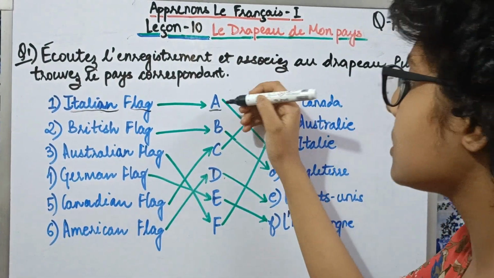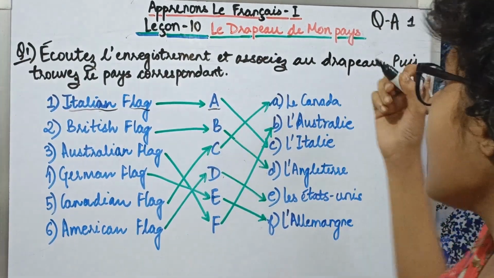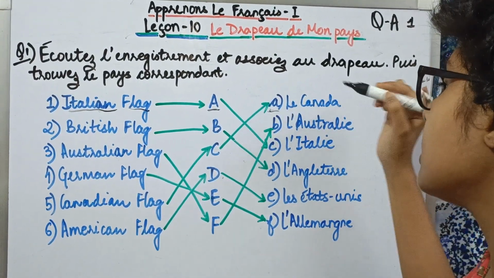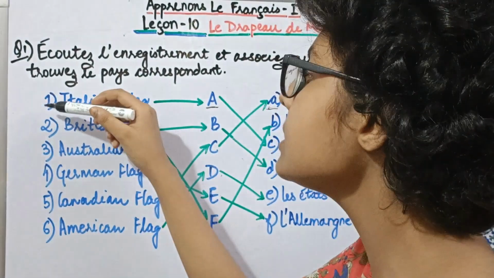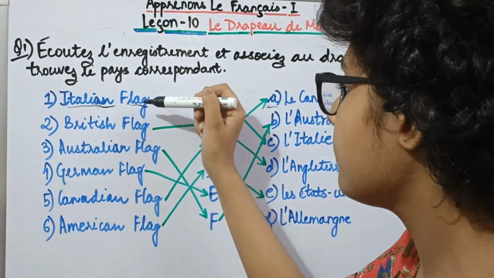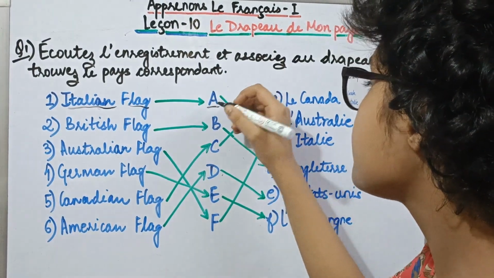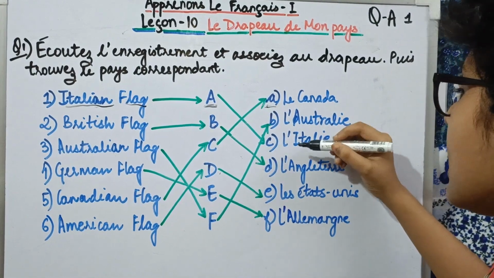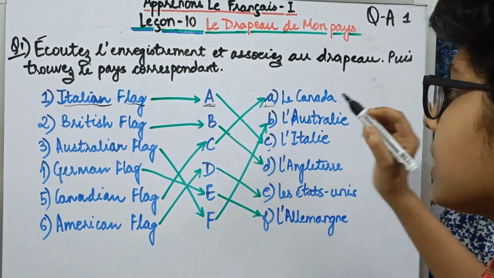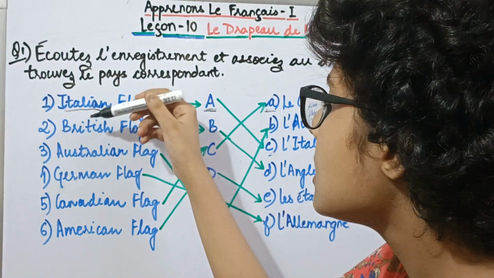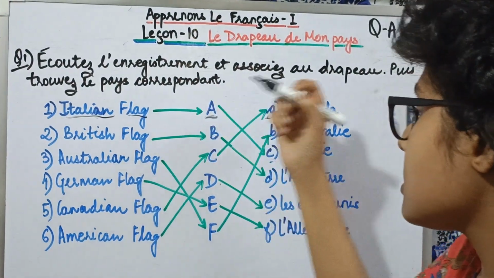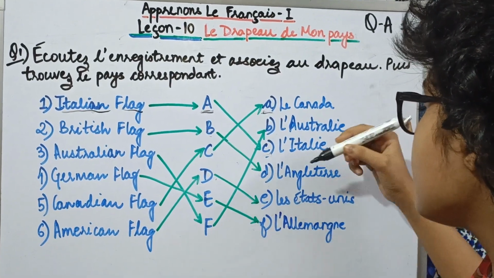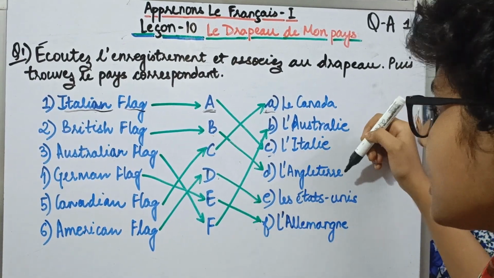The description is written in capital letters, and then we have the name of the country in French that we are going to match. So first we have the Italian flag that matches the description of the A part. Then the country that it matches is l'Italie, which is the C part. Then we have the second part, that is the British flag, which corresponds to the B description, and we have it as the country of l'Angleterre, which is England.